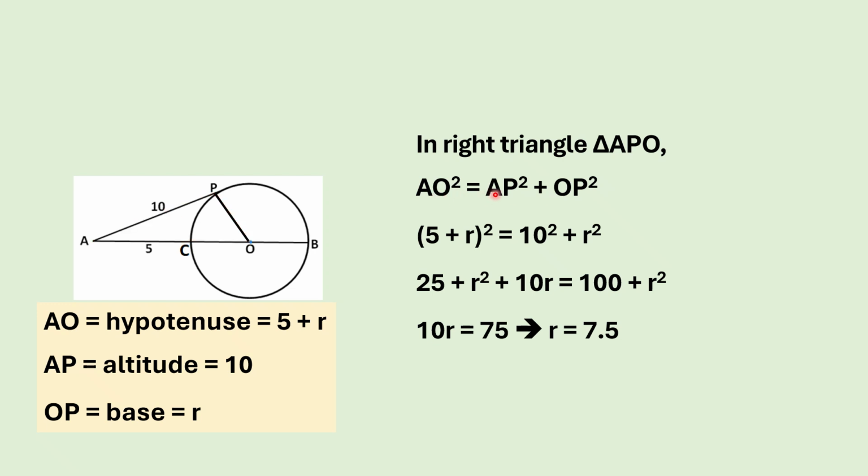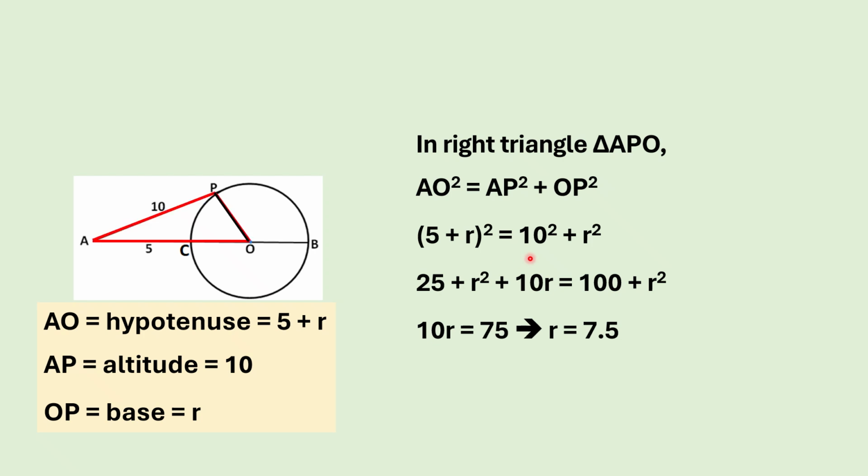Hypotenuse square is equal to altitude square plus base square. So (5 plus R) whole square, the hypotenuse square, is equal to 10 square, the altitude square, plus R square, the radius square. Expand (5 plus R) whole square: 5 square, that is 25, plus R square plus 2 into 5 into R, 10R, is equal to 10 square, which is 100, plus R square.